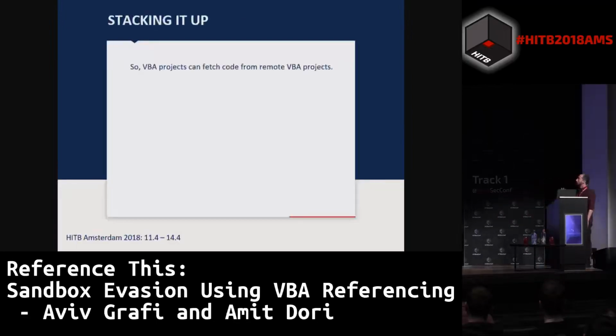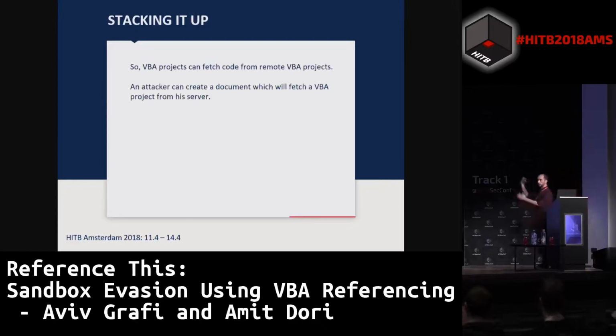Now that we know that VBA projects can fetch from another VBA project, we can use it, right? We can craft a document that has benign code, for example, call me, that does nothing, and it tries to fetch another VBA project. Once this VBA project has been fetched, it will execute the code. So my document will pass static analysis tools trying to detect my VBA code because it has nothing.